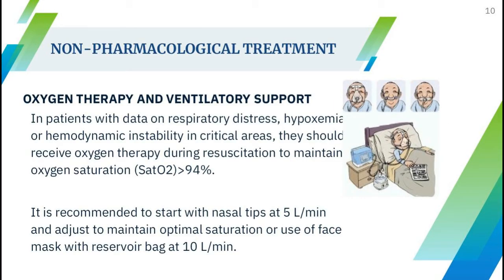Non-pharmacological treatment, oxygen therapy, and ventilatory support. In patients with acute respiratory distress, hypoxemia, or hemodynamic instability in critical areas, they should receive oxygen therapy during resuscitation to maintain oxygen saturation greater than 94%. It is recommended to start with nasal prongs at 5 liters per minute and adjust to maintain optimal saturation.